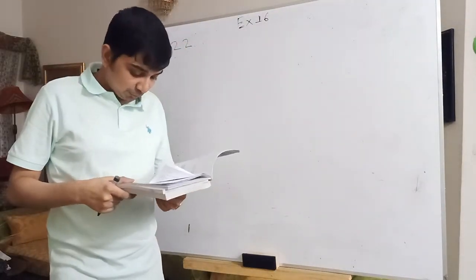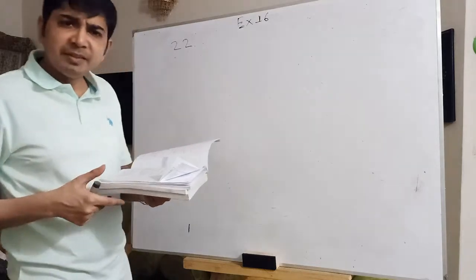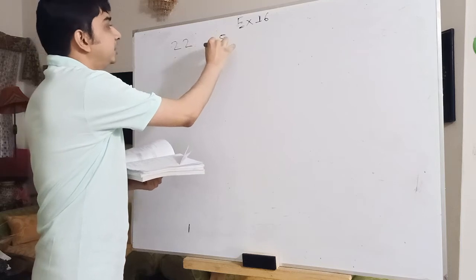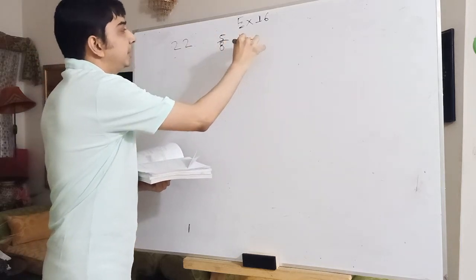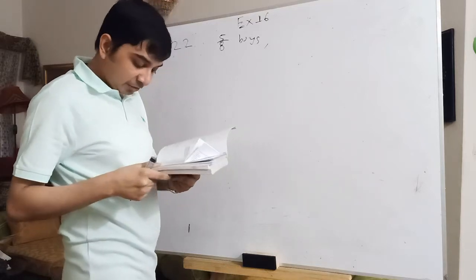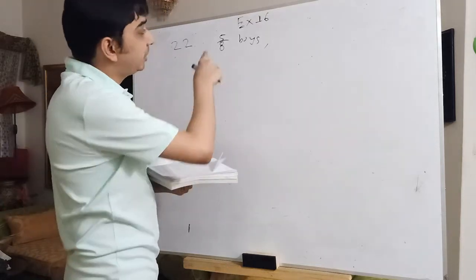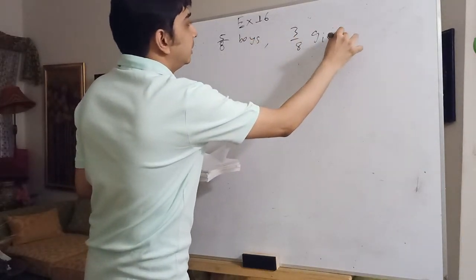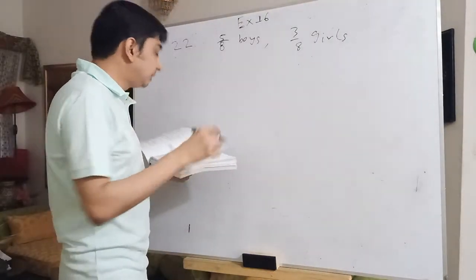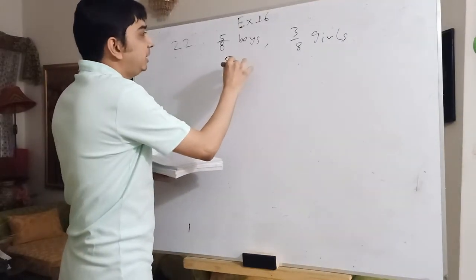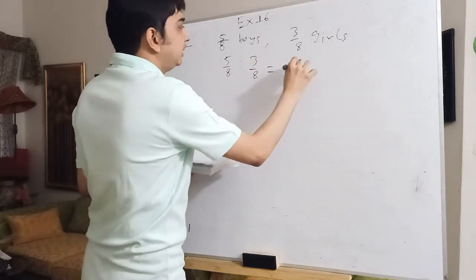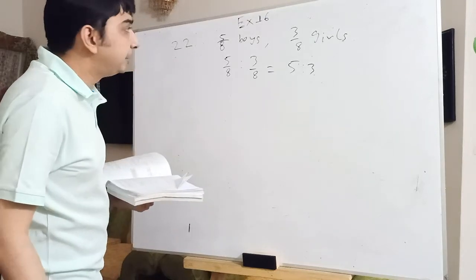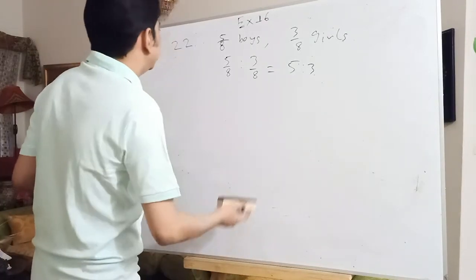So question number 22. Again, a very easy sum. They're saying that 5/8 of the children in the school are boys. So what is the ratio of boys to girls? If 5/8 of the children are boys, we know 3/8 of the children are girls. So the ratio of boys to girls is 5/8 is to 3/8, which is the same as 5 is to 3. Quite easy.